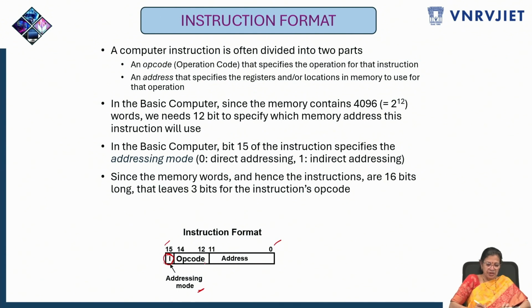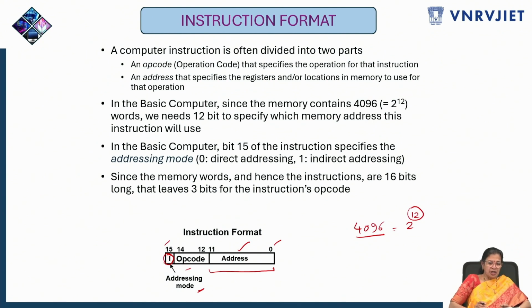So that is the addressing mode. Then we have the memory capacity of 4096 words for the basic computer, which requires 12-bit addresses. So from the least significant bit, we leave 12 bits meant for the address, and we are left with only 3 bits, and those 3 bits are meant for the opcode. This is the format of the basic computer.